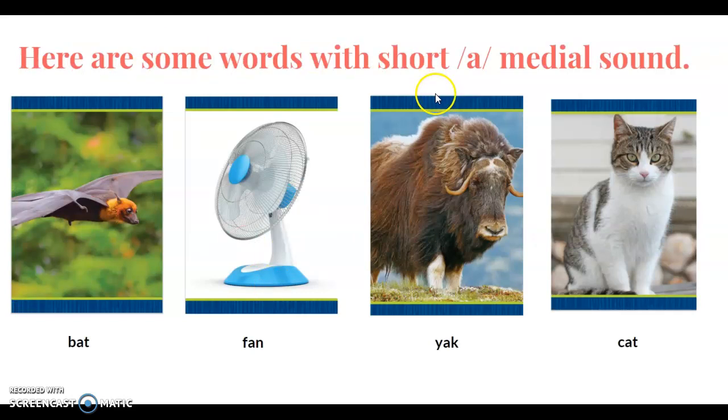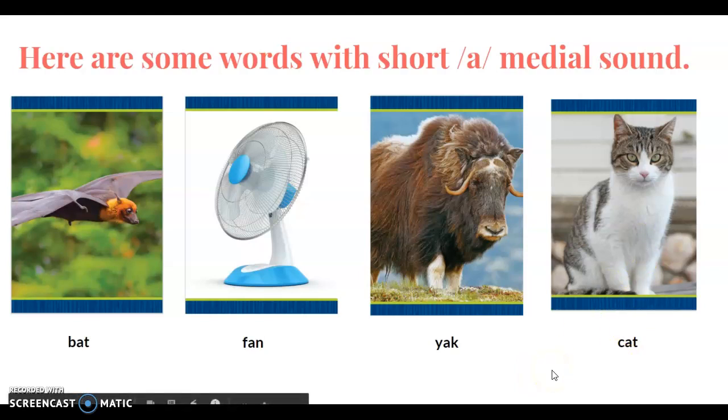Here are some words with the short ah medial sound. So we're going to go over these together. The first picture is a picture of a bat. Listen to how I say the word. You're going to look for the medial sound ah. B-at, bat. F-an, fan. Y-ak, yak.